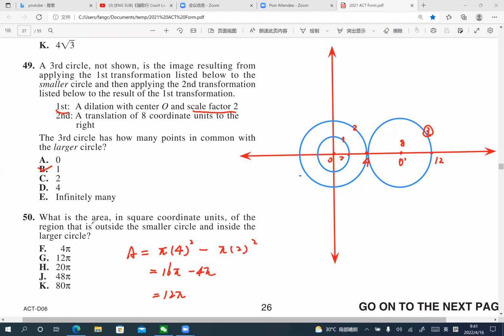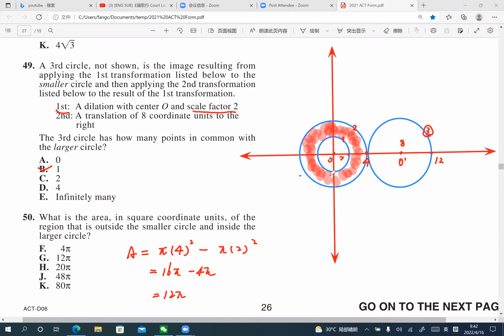Question 50, what is the area in square coordinate units of the region that is outside the smaller circle and inside the larger circle? The region outside the smaller circle but inside the larger circle is this part, the shaded region. So question 50 requires us to find the area of the shaded region.